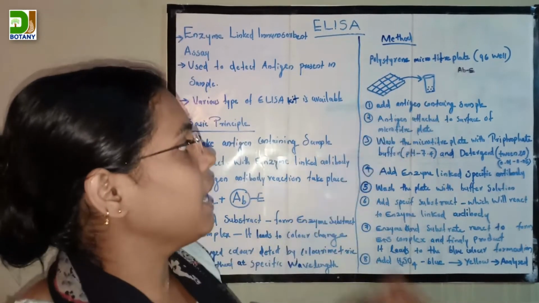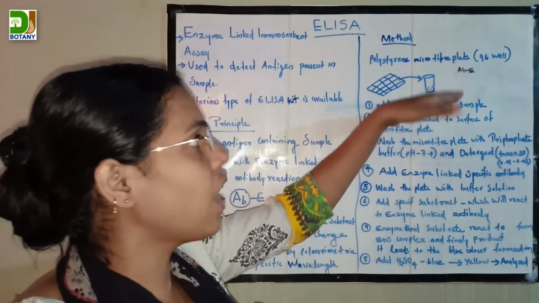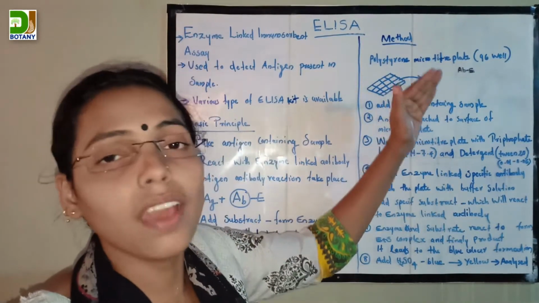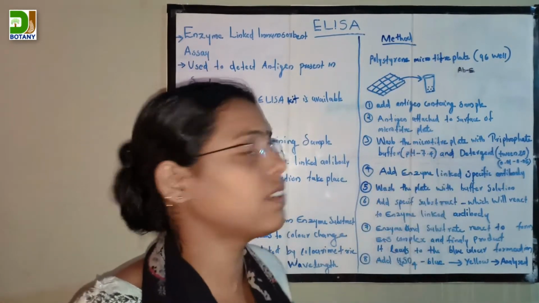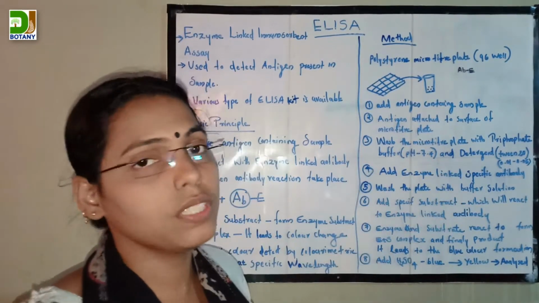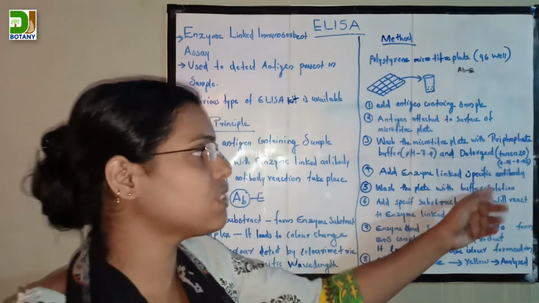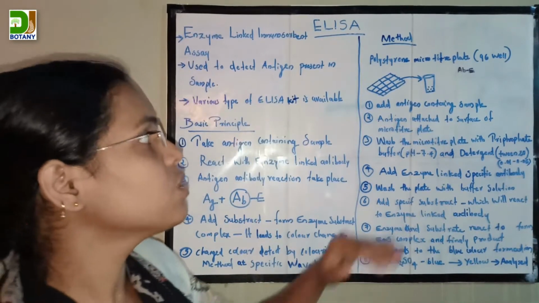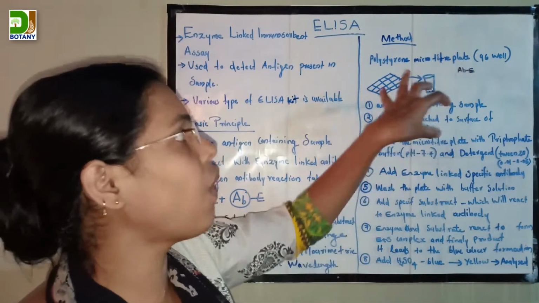Then the second step is washing out the unbound antigen. Unbound antigens are always present in these wells, and they are washed out using specific buffers. We commonly use Tris-phosphate buffer with pH 7.4 and a detergent. The detergent commonly used is Tween 20. The concentration of Tween 20 varies, mainly from 0.01 to 0.05%. So the unbound antigens are washed out, and the microtiter plate contains only the bound antigens.